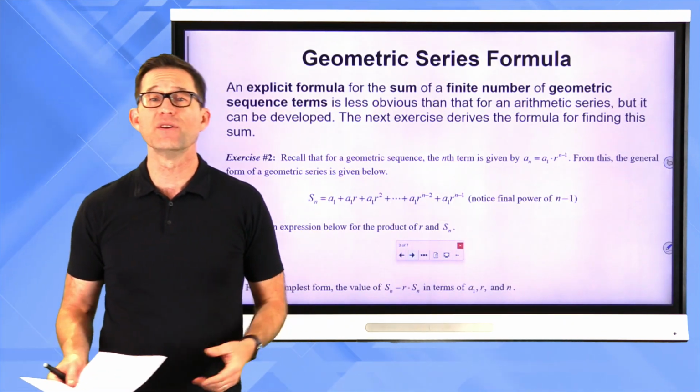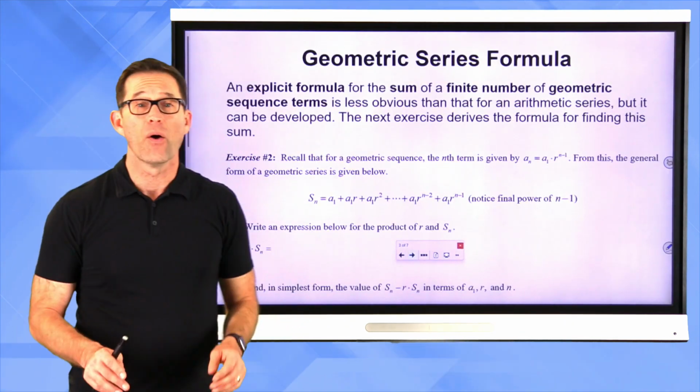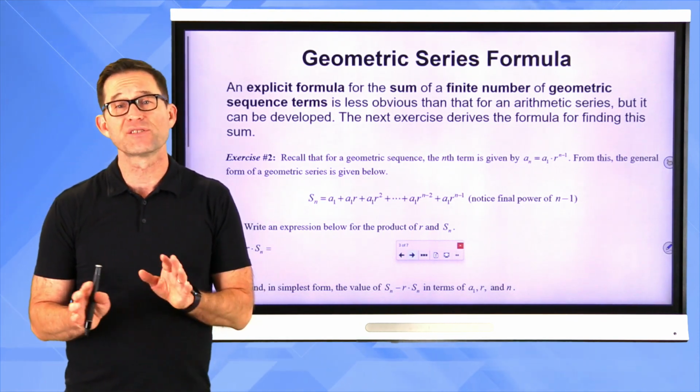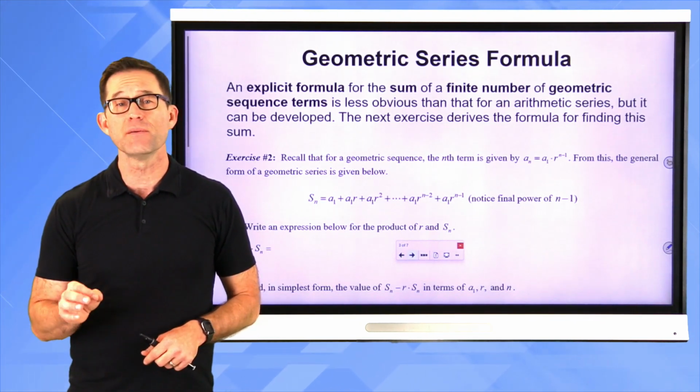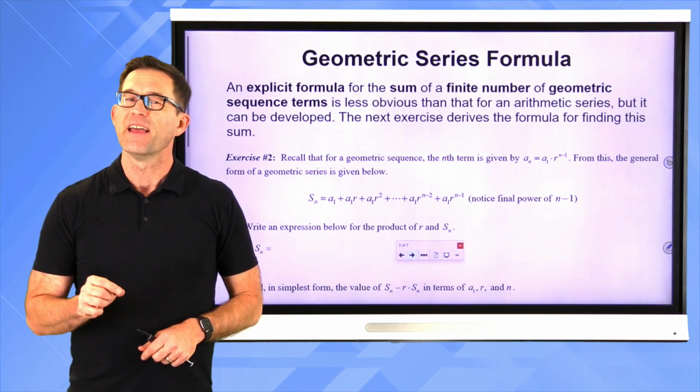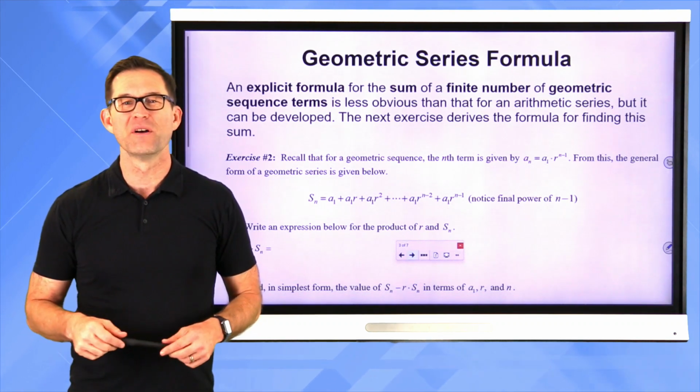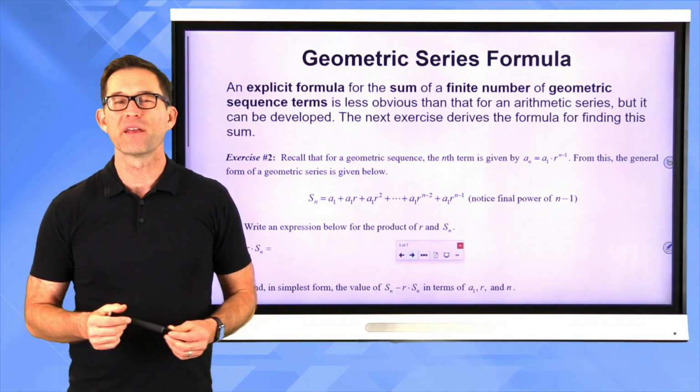Let's go on to the geometric series formula. Now, an explicit formula for the sum of a finite number of geometric sequence terms is far less obvious than it was for an arithmetic series, but it can be developed.